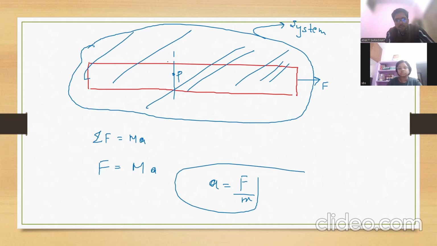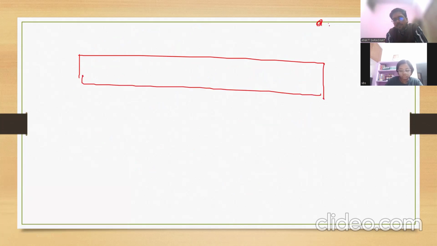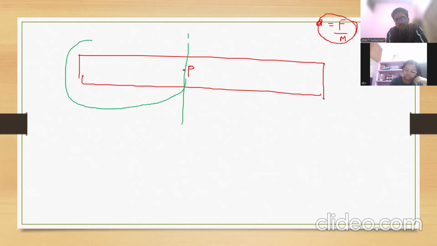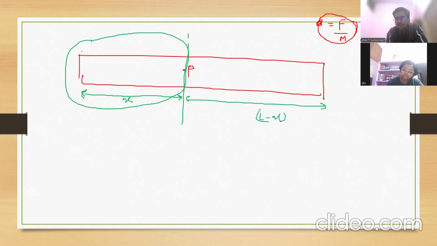If you divide this entire heavy string into various parts, the union of all the parts moves together with a constant acceleration, that is a. Understood? First step. Next step, look at this. I am asking tension at point P. Now you got the answer: what is a? a is F by M. Now I am asking what is the tension at point P. Then how to find it? Like this. Take the system from the back. Let us suppose this length is x and the total length is L, so the rest will be L minus x. Now the tension at this point P is responsible for moving this backward portion.